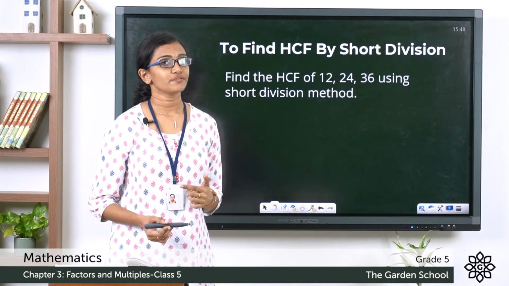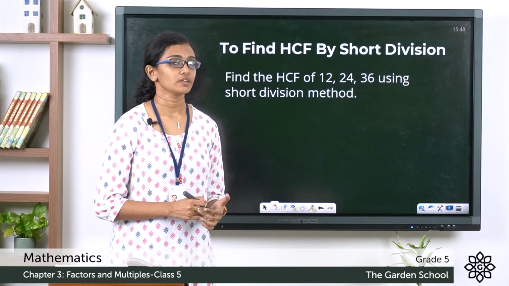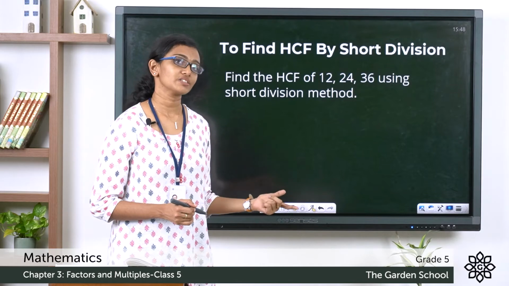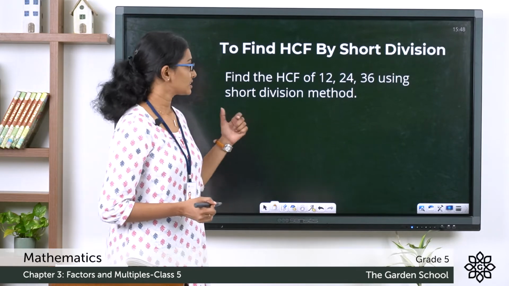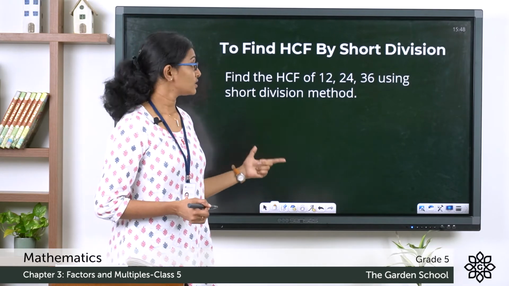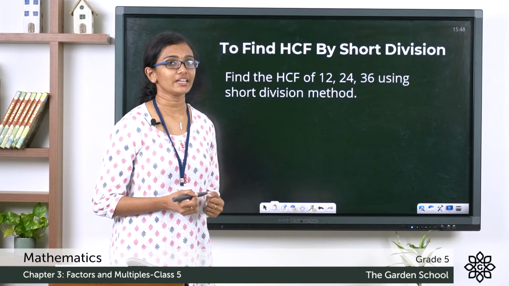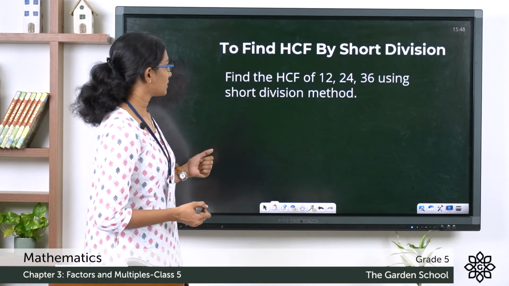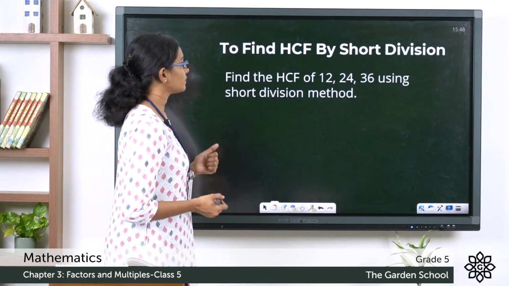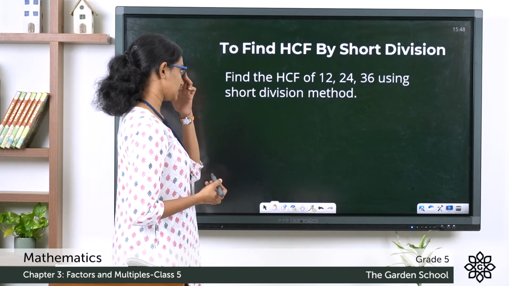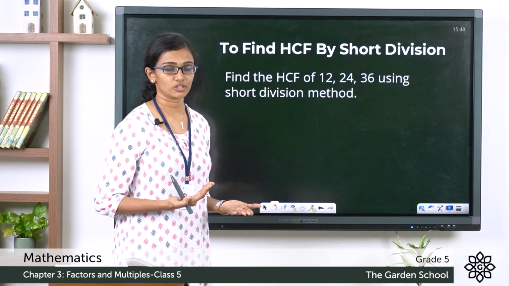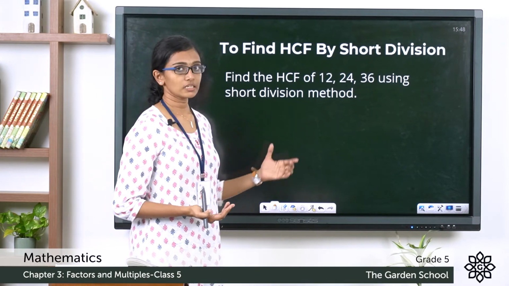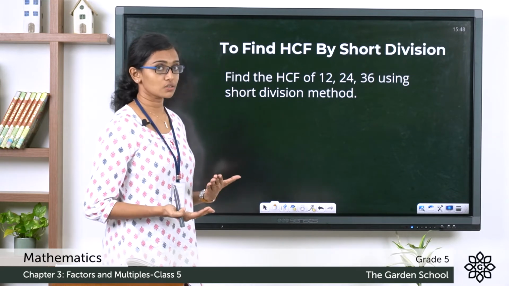Now, we will see a different method to find the HCF. We learned about the prime factorization method to find HCF. This method is called the short division method to find HCF. Here we have the question: find the HCF of 12, 24 and 36 using the short division method. In this method, there are a few steps that you need to follow.